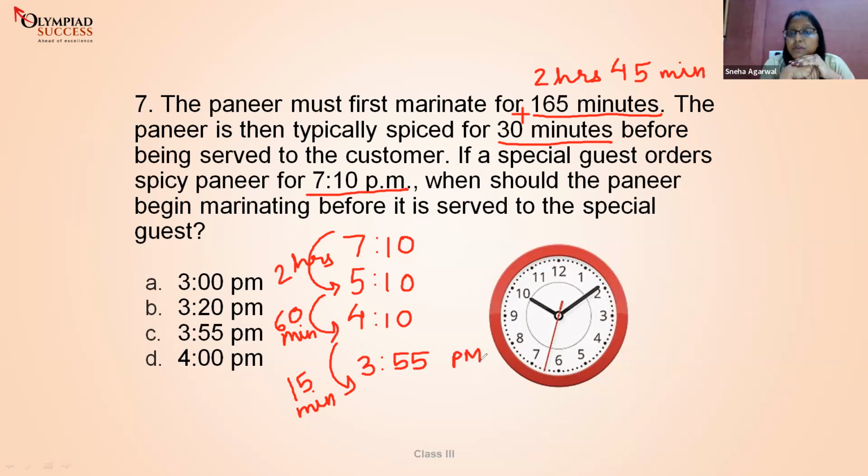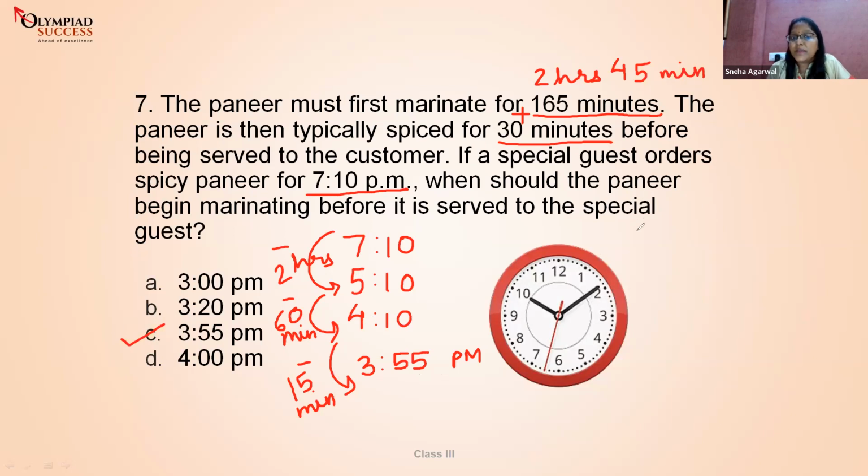So here 2 hours 45 minutes plus 30 more minutes makes 2 hours 75 minutes, right? If we subtract 2 hours, we get 5:10. Again, if we subtract 60 more minutes, we get 4:10. And again, if we subtract 15 more minutes, because 60 plus 15 makes 75, we get 3:55 p.m. So they began marinating at 3:55 p.m. Is that clear? How did we get this?